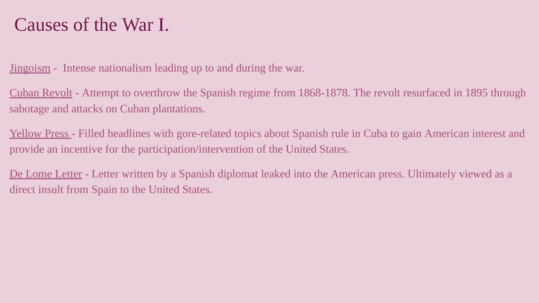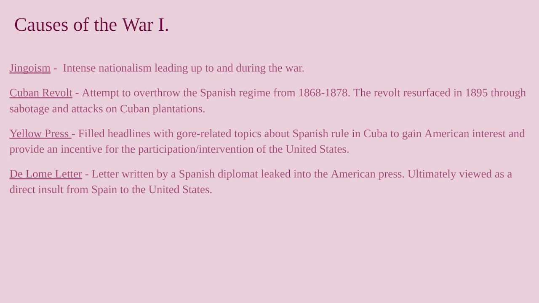Cuban Revolt. Attempt to overthrow the Spanish regime from 1868 to 1878. The revolt resurfaced in 1895 through sabotage and attacks on Cuban plantations. The Spanish sent General Valeriano Weyler and 100,000 troops to crush the revolts and send civilians into camps.